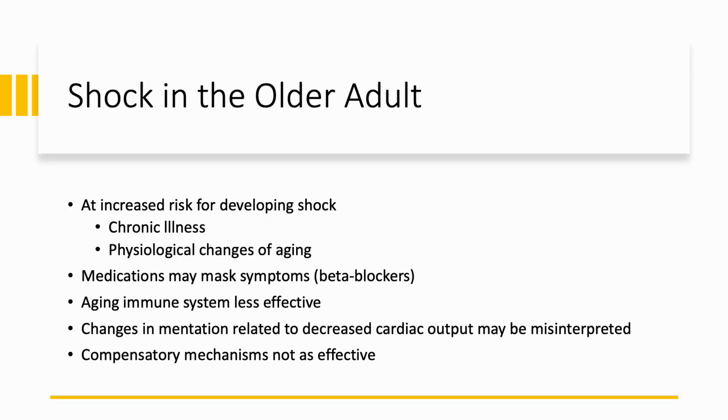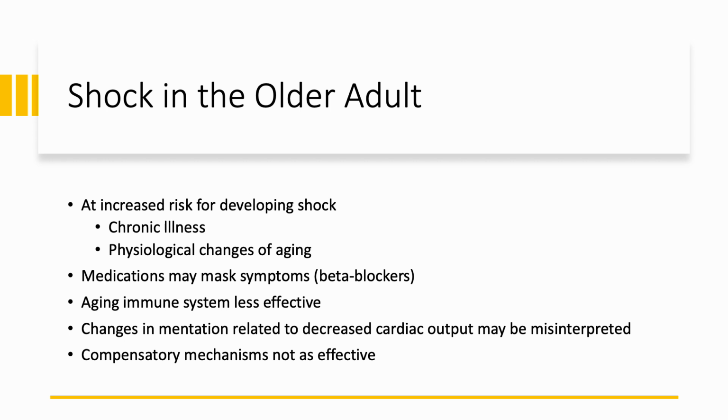Older adults are at increased risk for developing shock due to chronic illness, as in heart disease or diabetes. There's physiological changes of aging that affect the cardiovascular and immune systems as well. Medications such as beta blockers may mask typical shock symptoms, for example, blunting that tachycardia. An aging immune system is less effective at fighting infections, increasing their vulnerability to sepsis.